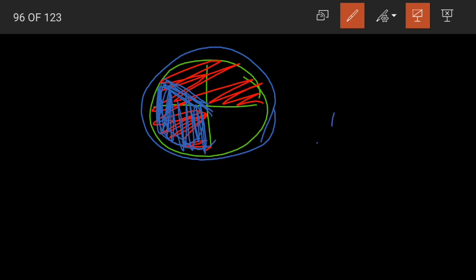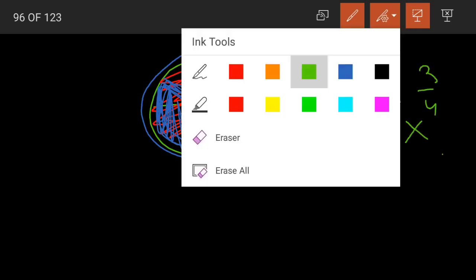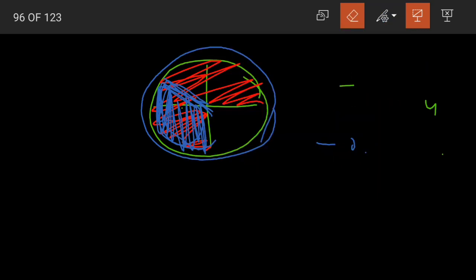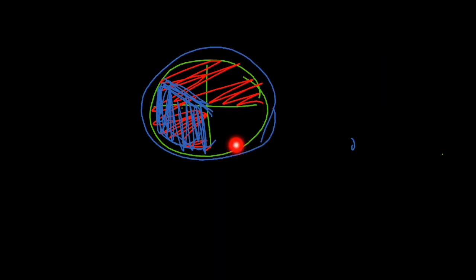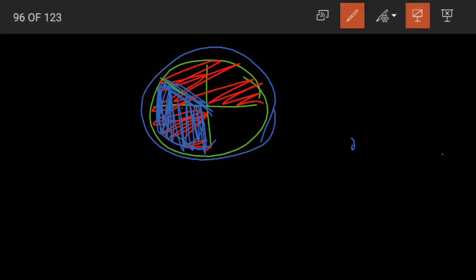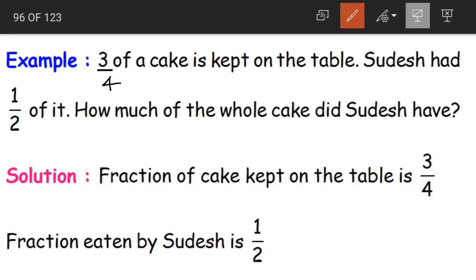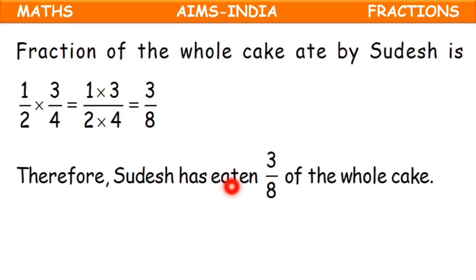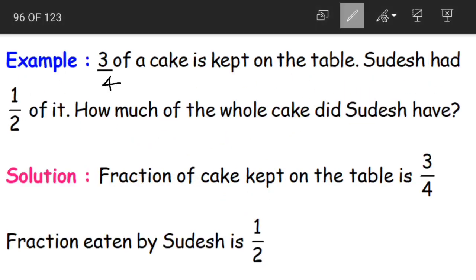Understood, children? It's not half of 3 by 4. We should not find half of 3 by 4. We should find how much he had from the whole cake. So this is the whole cake. From that cake, this shaded part, are you able to see this? This shaded part has been eaten by our Sudesh. We need to represent it in terms of fractions. So what fraction of the whole cake was eaten by Sudesh?